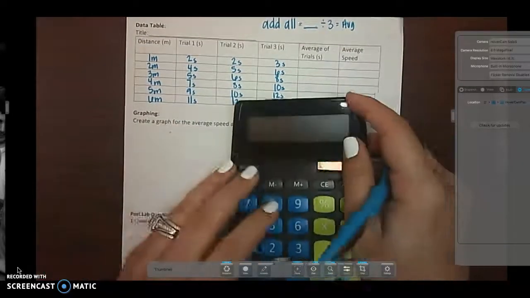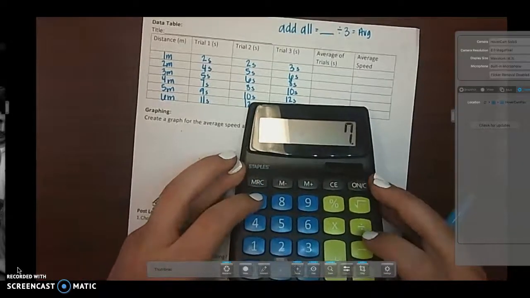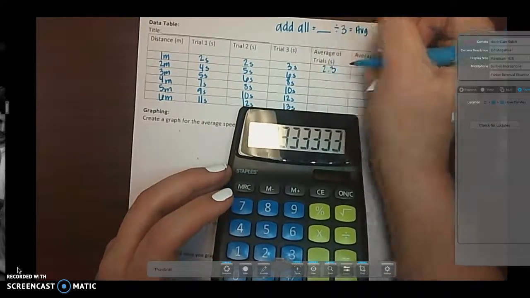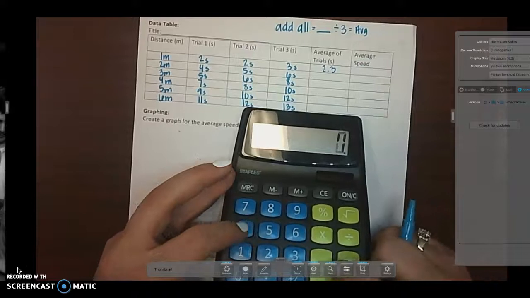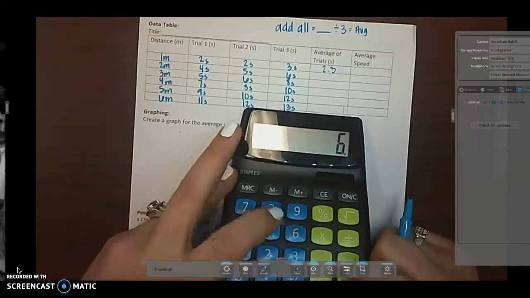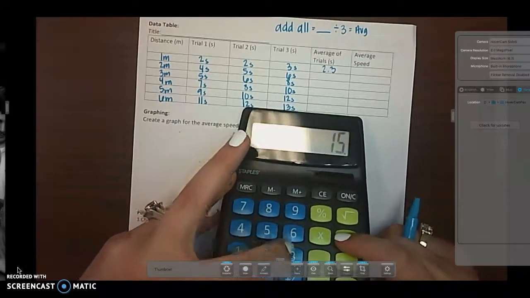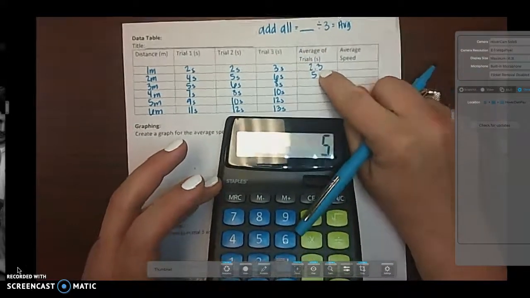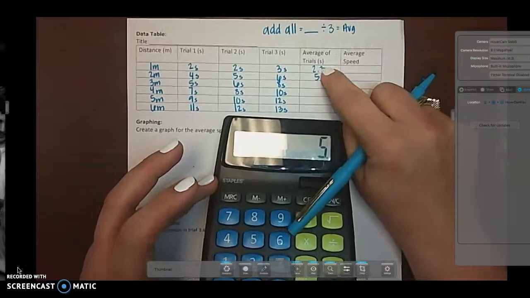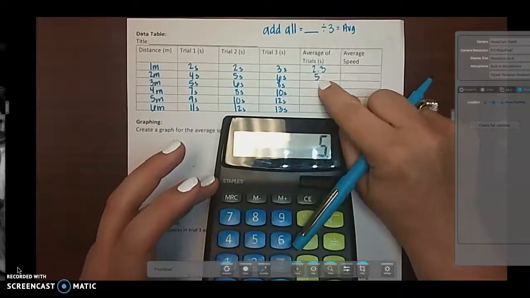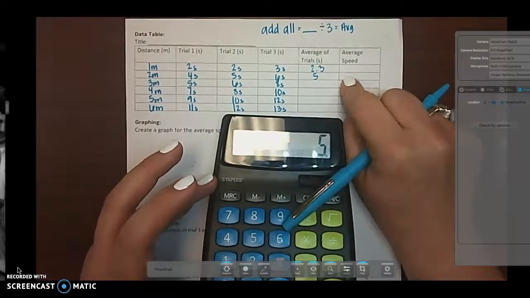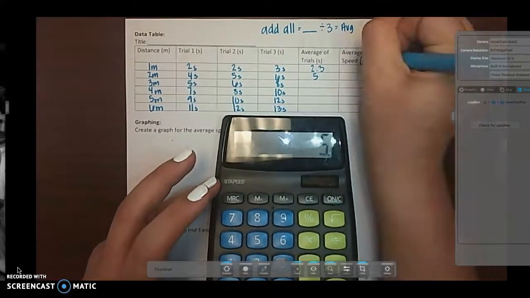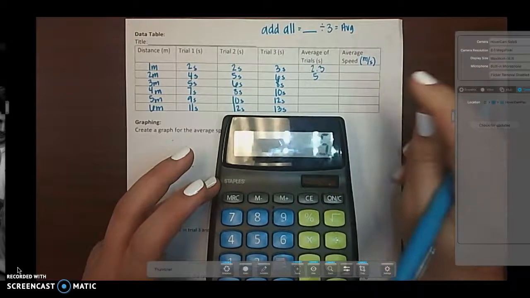So I'm going to do just a few of those with you. So 7 divided by 3, and we get 2.3. On the next one, we say 4 plus 5 plus 6 equals 15, divided by 3, and we get 5. So that's our average time, not speed, in seconds for all of these. Then we're going to find our average speed. And remember, speed is in meters per second.